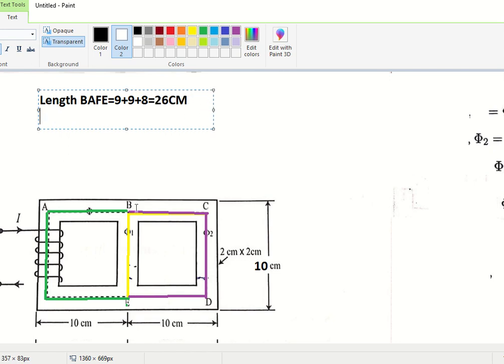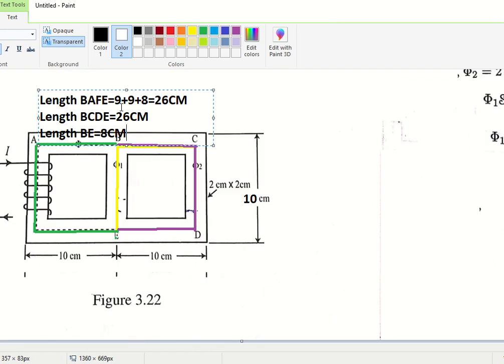The same will be the length for BCDE. Is it? So length BCDE is also the same value, 26 centimeter. Then what will be the length BE? BE equal to how much, this distance? 10 minus 1 minus 1, 8. 8 centimeter. Okay. So these are the values of length.